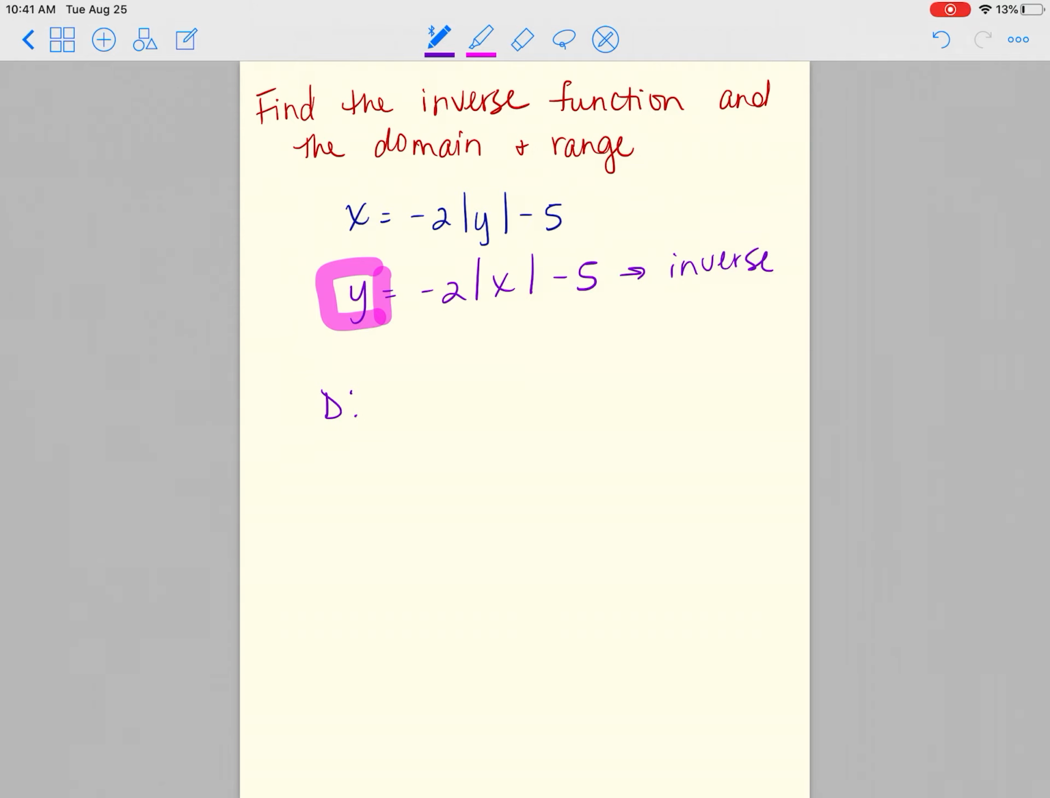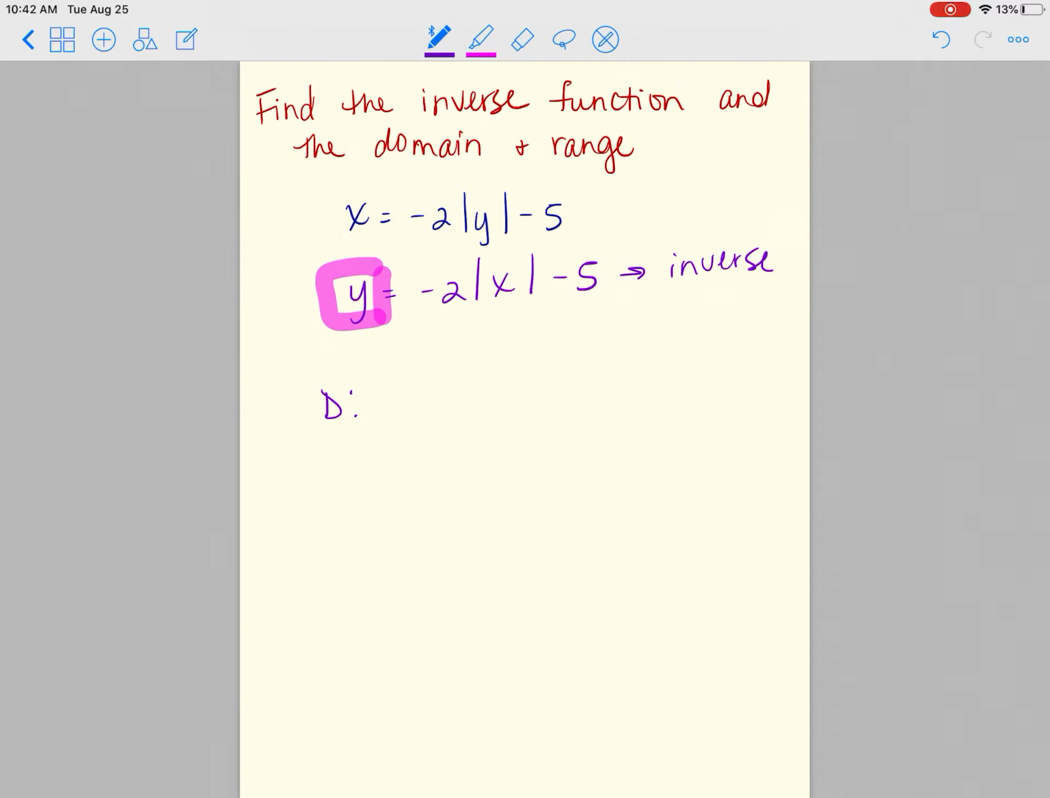Now, let's talk about the domain, which is all my x values, and let's talk about my range, which is my y values. Absolute value just means what is the distance that number is from 0 on the number line. Any number has a positive distance. So absolute value just means to take the positive of the number. Absolute value of negative 2 is positive 2, because it's 2 spaces from 0. Again, distance is not ever negative. The absolute value of 5 is 5, because it is 5 places from 0 on the number line.